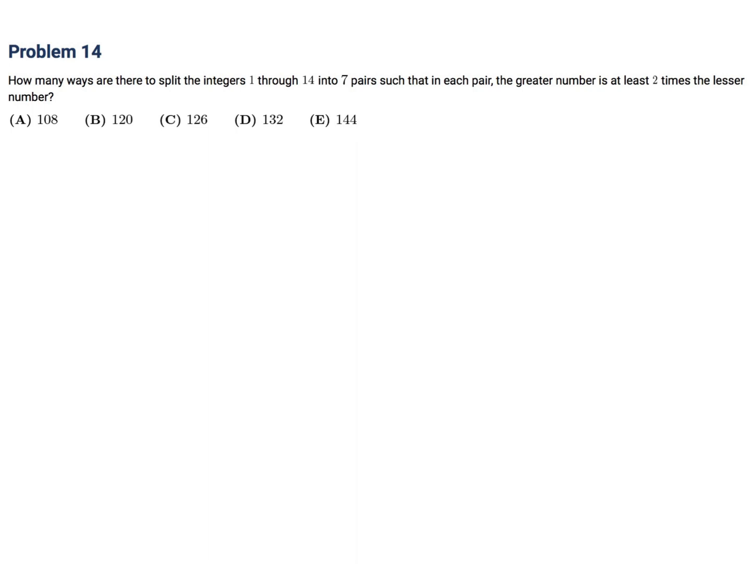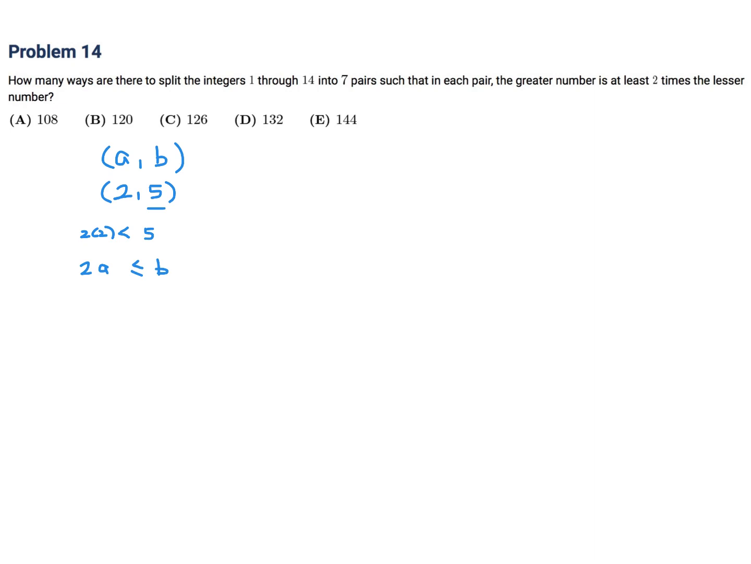How many ways are there to split the integers 1 through 14 into 7 pairs such that in each pair, the greatest number is at least 2 times the lesser number? All right, so we want pairs like A, B, and one such example is 2, 5. The greater number, 5, is at least 2 times the lesser number: 2 times 2 is 4, and 5 is indeed greater than that. So we want B greater than or equal to 2A, because it could be equal, I believe.